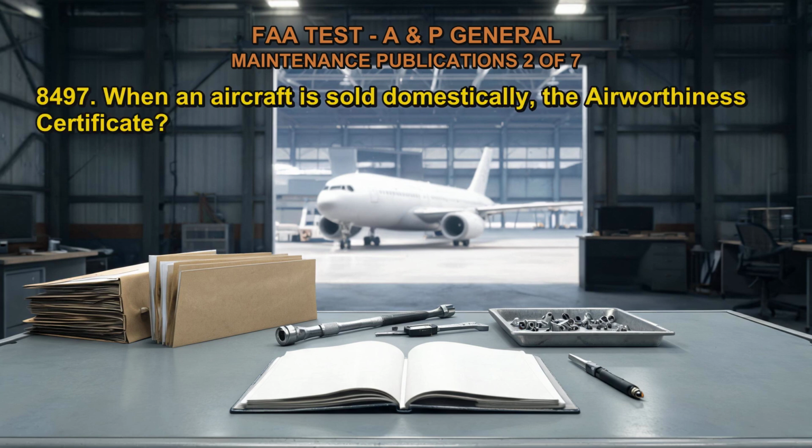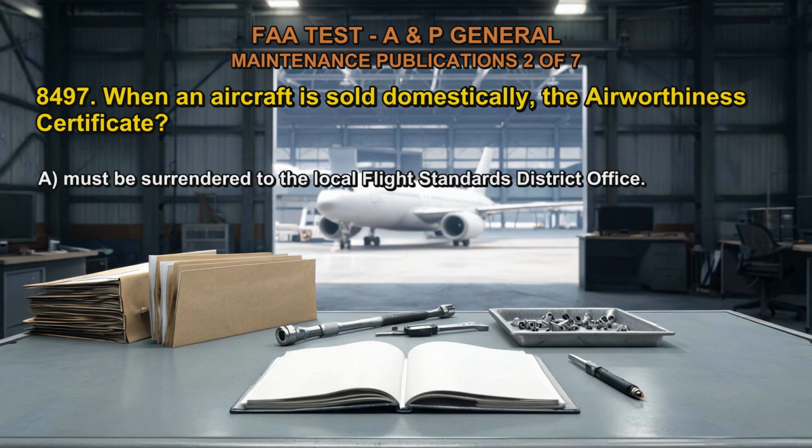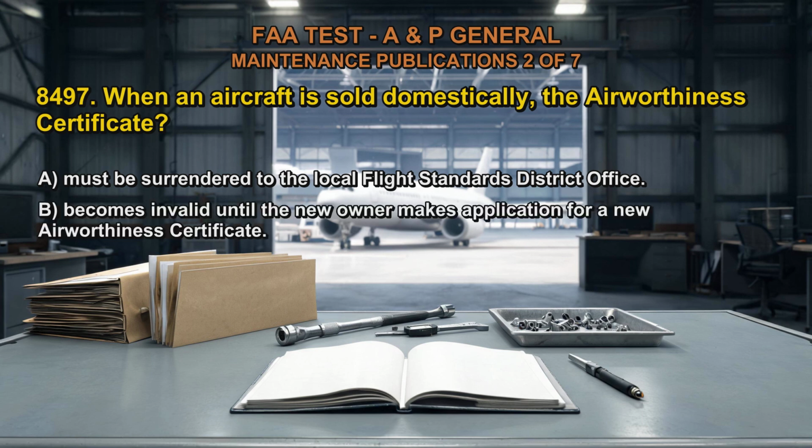8497. When an aircraft is sold domestically, the airworthiness certificate A. must be surrendered to the local flight standards district office. B. becomes invalid until the new owner makes application for a new airworthiness certificate. C. is transferred with the aircraft at the time of sale.